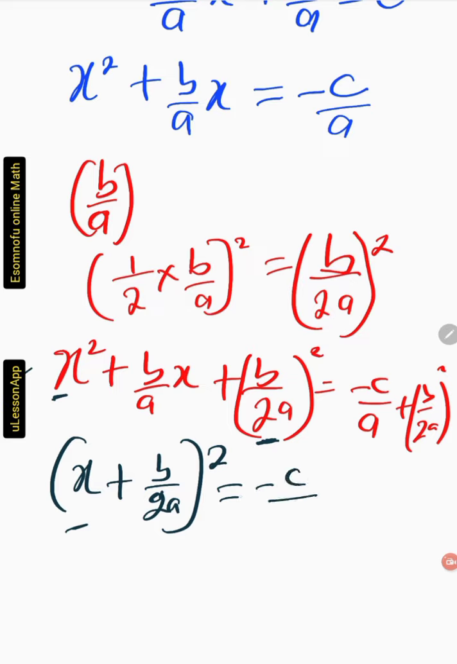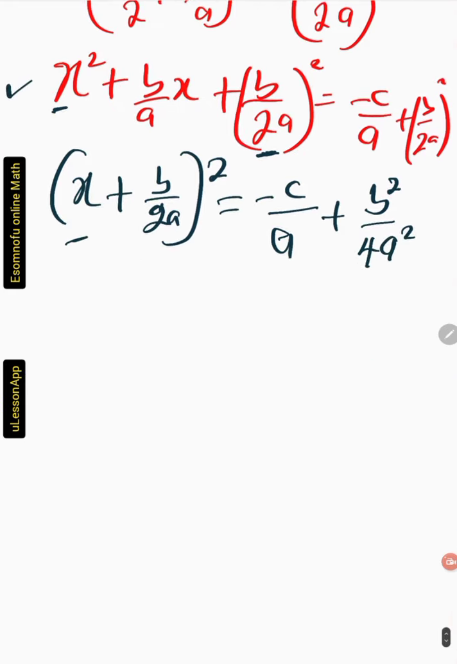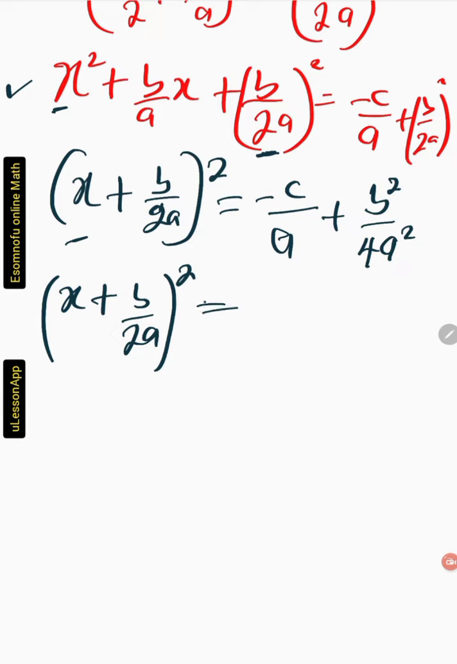So we'll have minus c all over a plus b squared, which will still give us b squared. When I square 2a, which is the denominator of b over 2a, I will get 4a squared. Then we continue the simplification. From here, x plus b over 2a all squared is equal to the LCM of a and 4a squared, which is 4a squared. 4a squared divided by a is 4a. 4a times minus c is minus 4ac, plus 4a squared divided by 4a squared is 1. 1 times b squared is b squared.